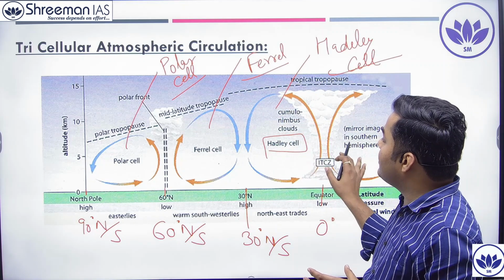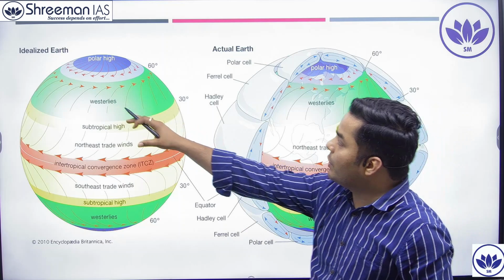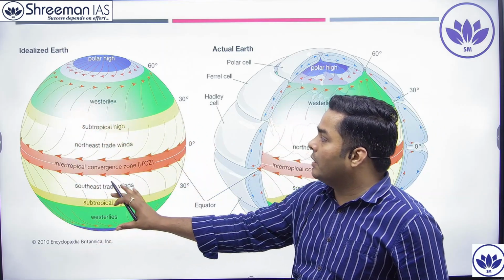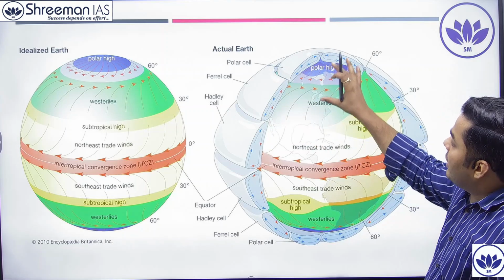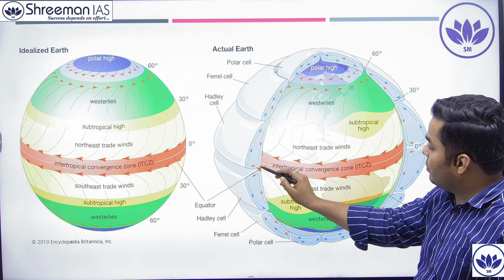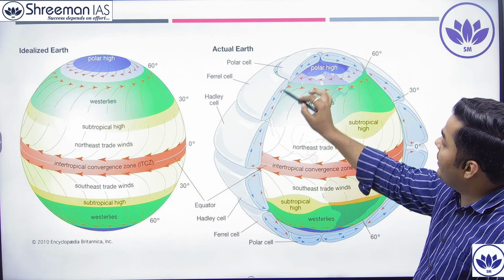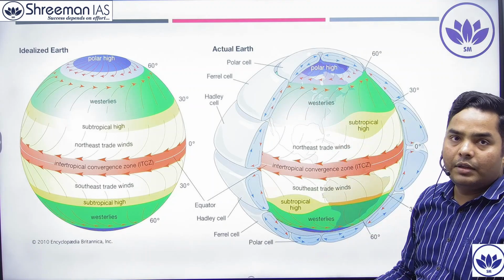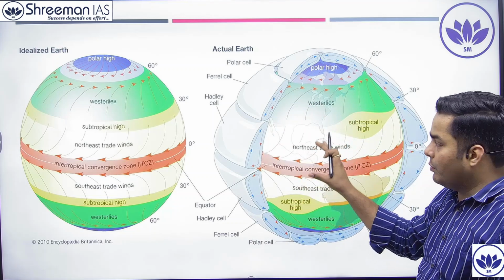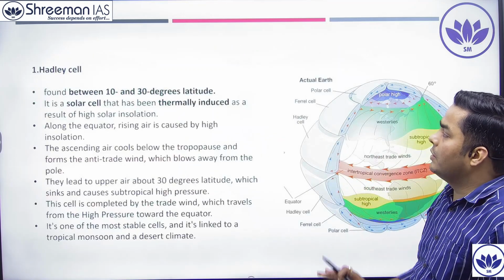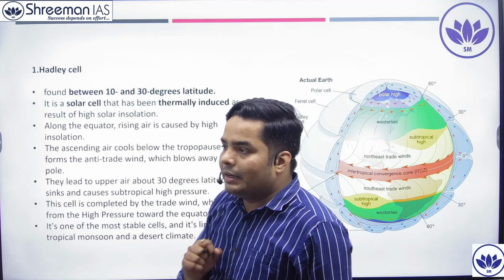So the first cell is Hadley cell. You can see this is the idealized earth where you cannot see these cells. Second is the actual earth. So this is the Hadley cell, this is Ferrel cell, and this is polar cell. Now one by one we will tell about all the mechanisms of the formation of these cells. So first is Hadley cell.